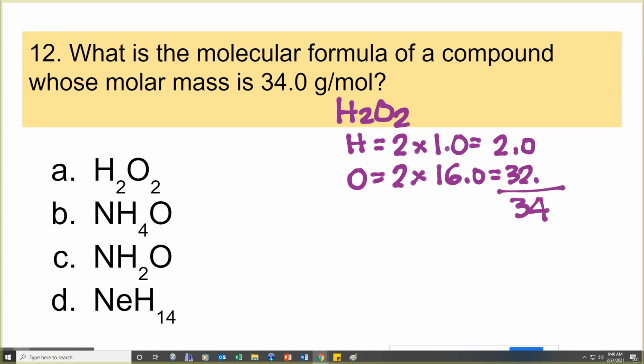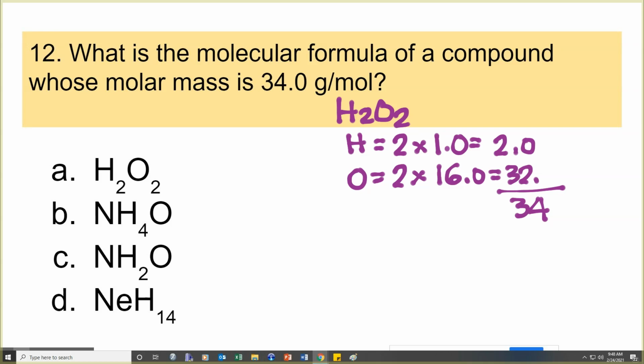All right. So you might think that H2O2 is already the answer, but it's not. Okay. Why? Guys, if you calculate the molar mass for all of these examples right here, you're gonna get 34.